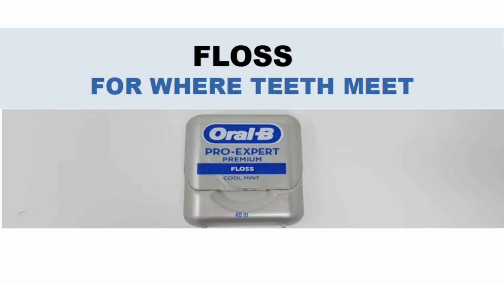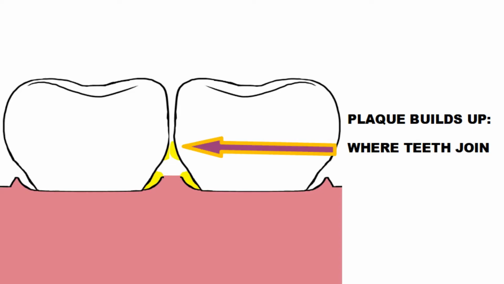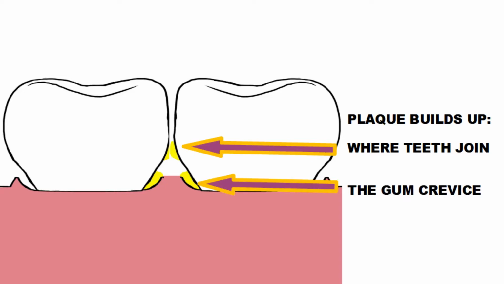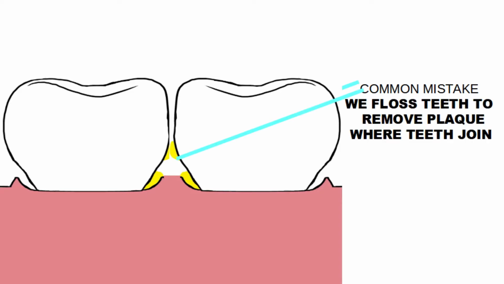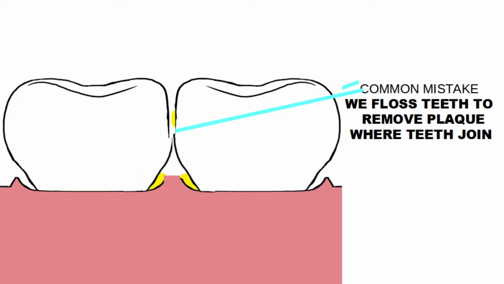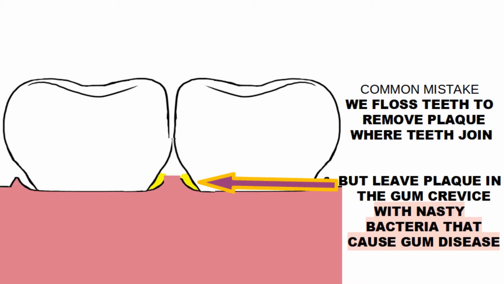So you use floss for where teeth meet. So what's the idea of flossing? Well, plaque builds up where teeth join and at the gum crevice. A common mistake when flossing is we floss teeth to remove plaque where the teeth join, but leave plaque in the gum crevice with nasty bacteria that cause gum disease.